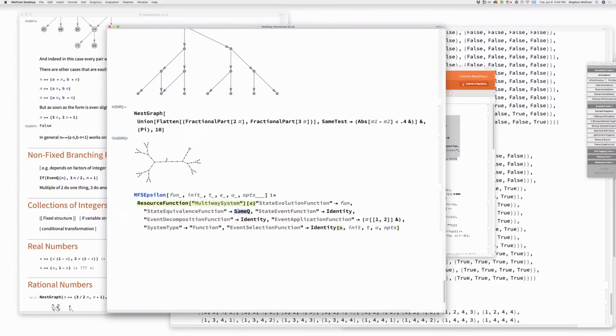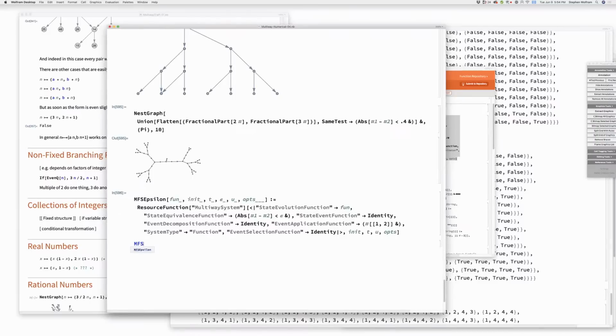Okay, and the state equivalence function should be abs of #1 minus #2 is less than epsilon. Like that. Agreed? Okay, so now we say MFS epsilon is our friendly fractional part. Initial condition is pi.